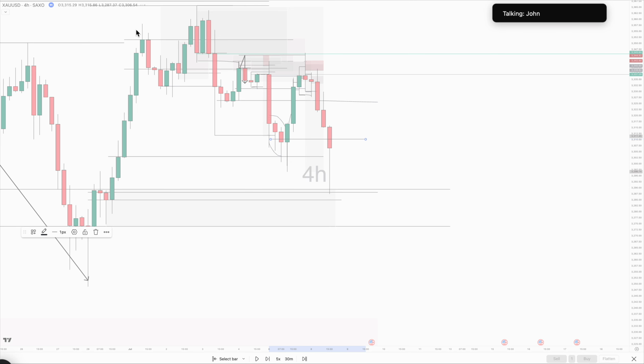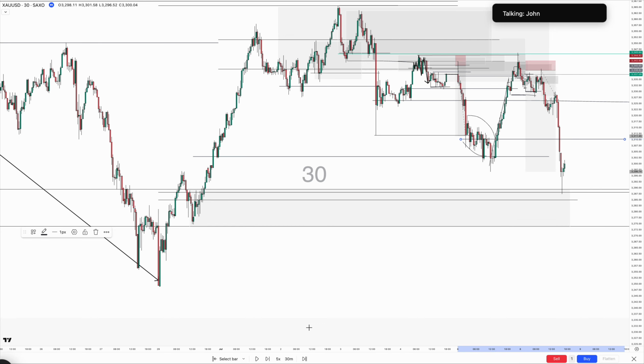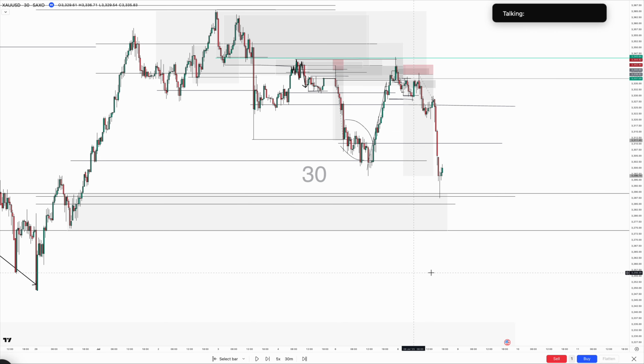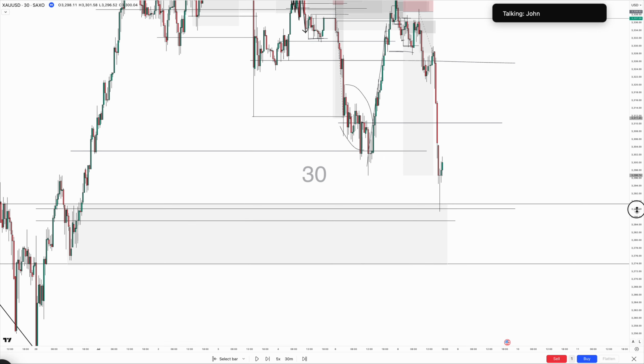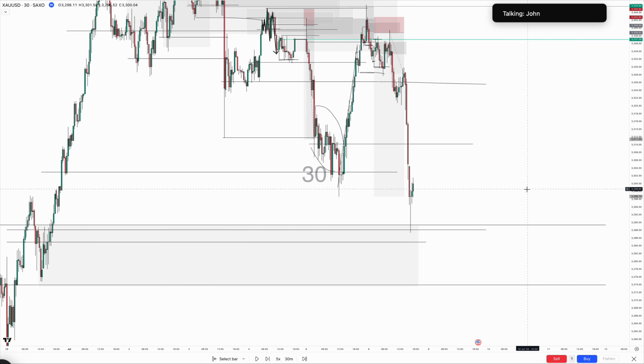So let me go to M30, for example. The higher time frame has shown that there was a retracement, so let's just pick that up. So the question is, if price is going to retrace, where is price going to retrace to? And as a trader, what do you do?